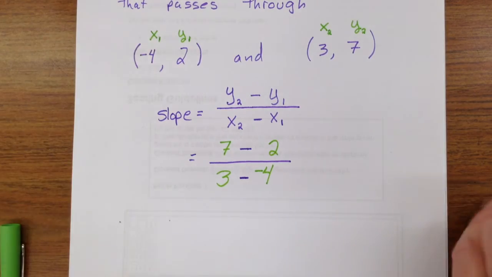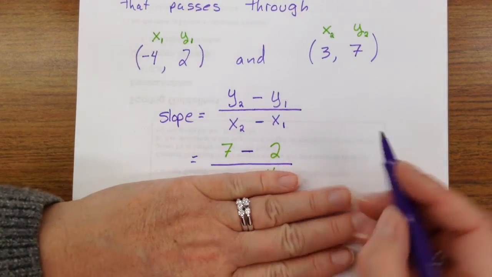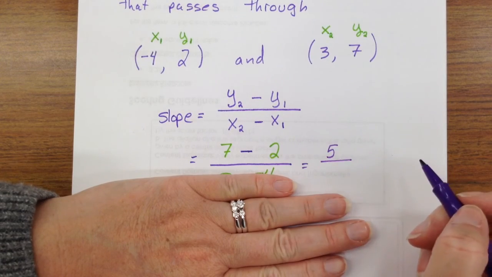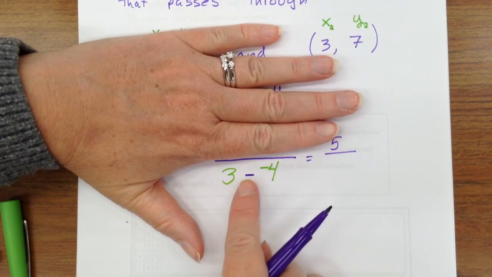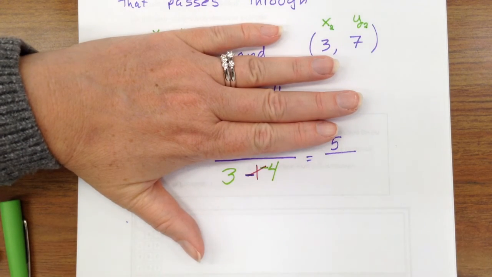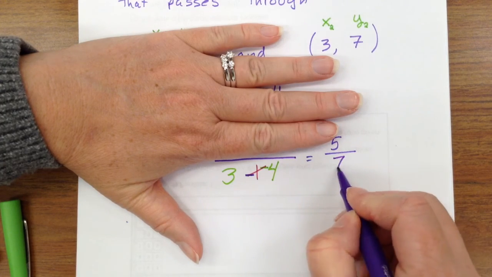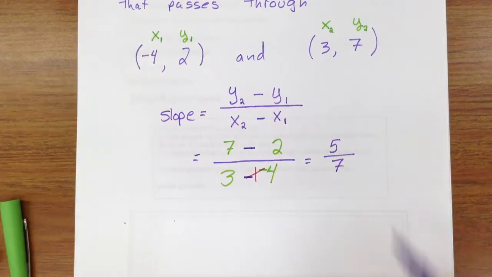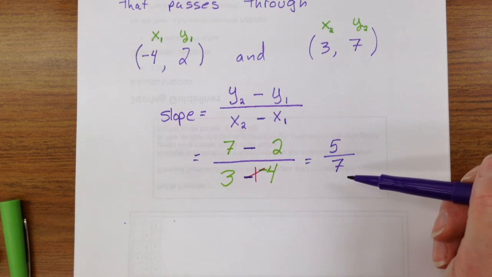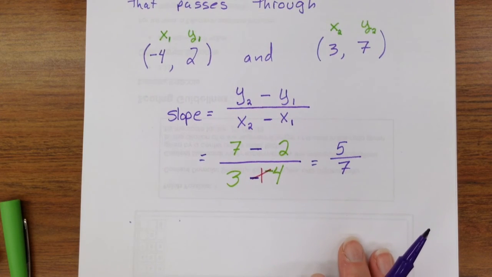All right, so how do we math this out? Well, you do the top like a little problem. What's 7 minus 2? 5. Awesome. Down in the bottom, minus a negative, we treat like a giant plus, and this is 3 plus 4, or 7. The slope is 5 over 7. Yeah, it is.